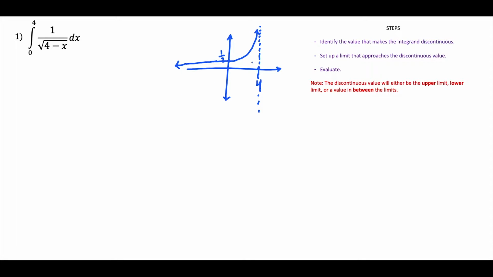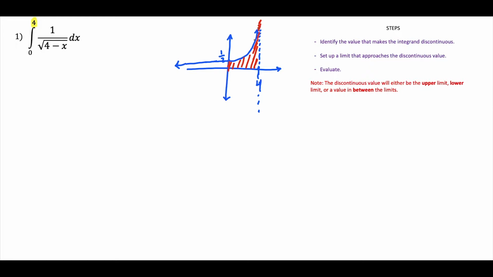these steps. So we want to think about which value makes the integrand 1 over square root 4 minus x discontinuous. And in this case here, the problem is going to be at x equals 4. Because when we have x is equal to 4, we're going to have 4 minus 4, so we'll have a 0 in the denominator, which makes this whole expression undefined. And if we look at a sketch of this, if we want to find the area from 0 to 4, that's this space here, we're approaching a vertical asymptote.